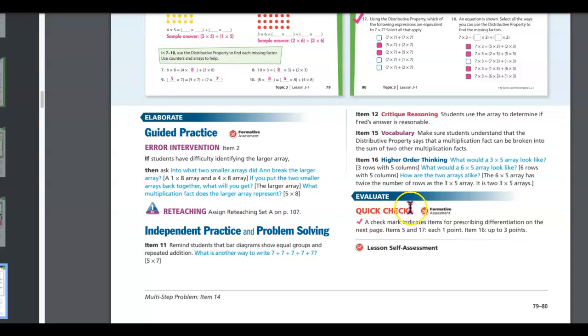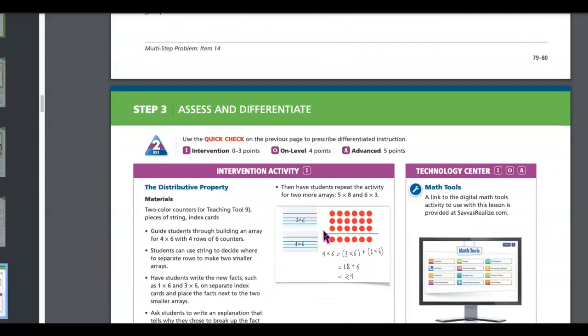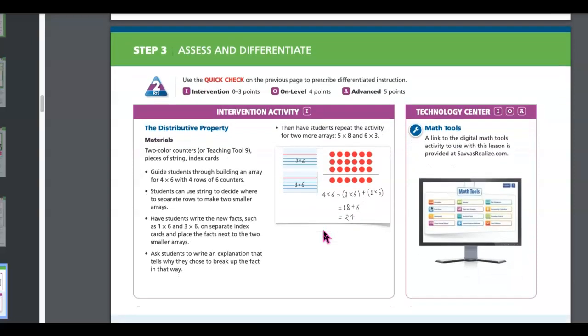So you can see right here the quick check, it tells you on items 5 and 17, if they get them, they get a point. 16 and up, they get 3 points each. That's just kind of a little formative assessment, just really quick, where you can check over and see possibly where they might need some intervention. So as we move to step 3, assess and differentiate, this one probably should take about 15 to 30 minutes, again, just depending on your students and their needs.